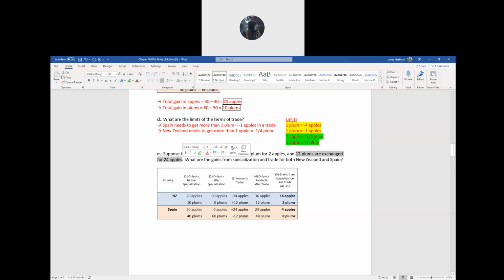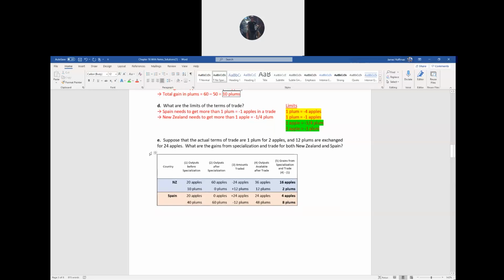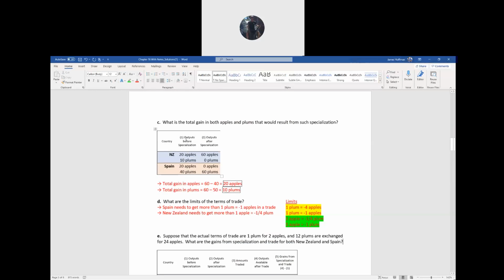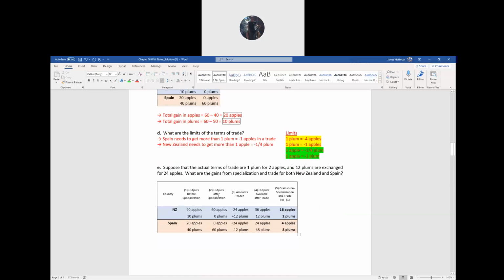Now, part E in the chart is what are the gains from specialization and trade for both New Zealand and Spain. So this is the main point of the question here. We already did columns 1 and 2, so just put these from part C. So we got column 1 here and column 2 here. All right, so those are done.